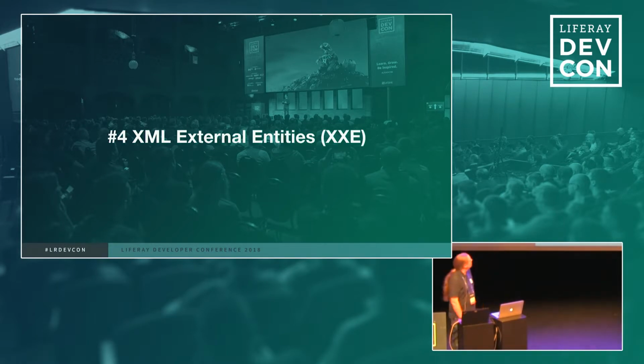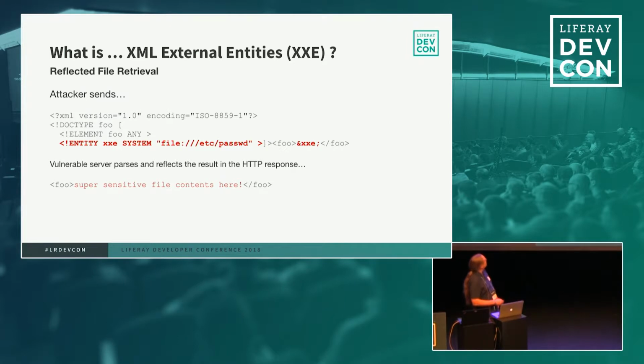So number 4, XML External Entities. Now, I don't really like the name of this vulnerability because it's actually a feature. In XML, you do want external entities, and you want entities. So what is this?